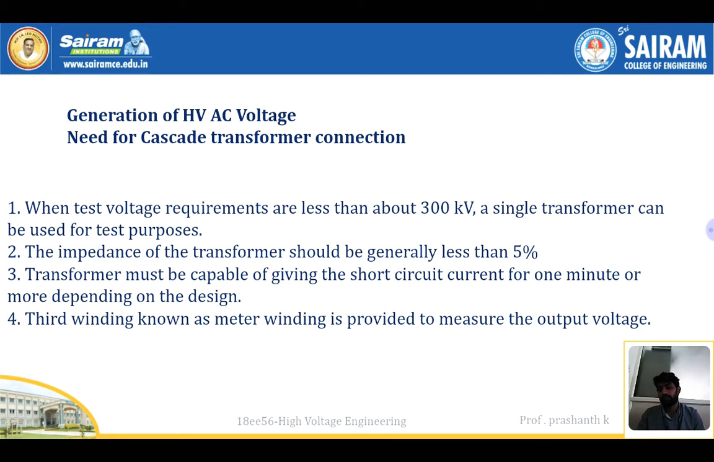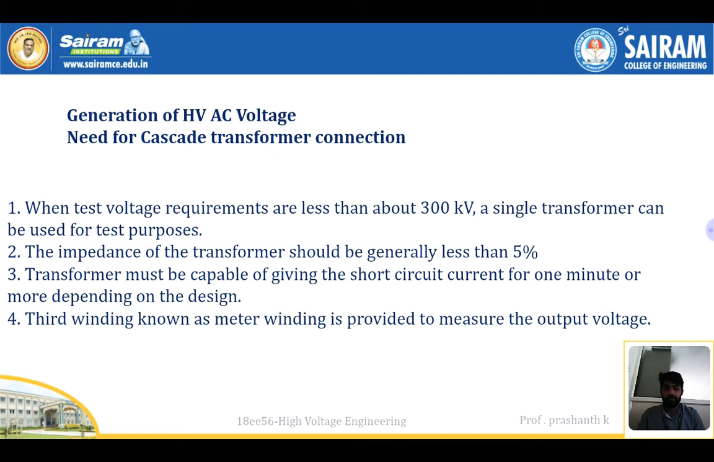In our laboratory we also have the cascade transformer connection, spark gap connection, high voltage DC test, high voltage AC test, and all. Based on that, the theory will be there, and then we will do the practical in the next laboratory experiment time. The impedance of the transformer should generally be less than 5%.